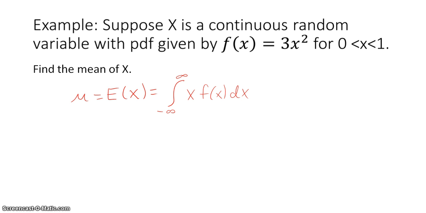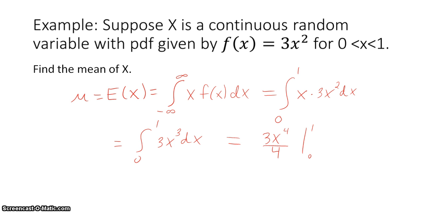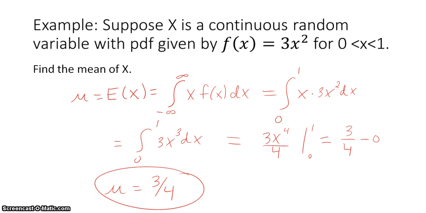So mu, our mean, is equal to the expected value of x. We're going to integrate over the support of x times f of x dx. Now our support here is the interval from 0 to 1, so we're going to integrate from 0 to 1, x times 3x squared dx. If we work through this integration, we get 3x to the 4th over 4. We're going to evaluate at 1 and 0 and subtract. And that gives us a mean of 3/4.